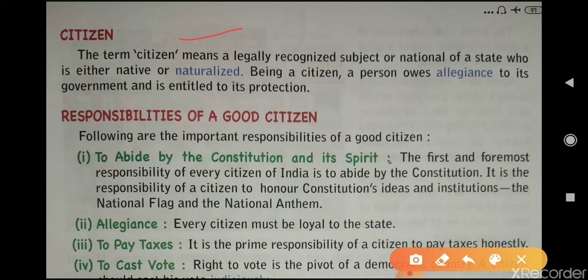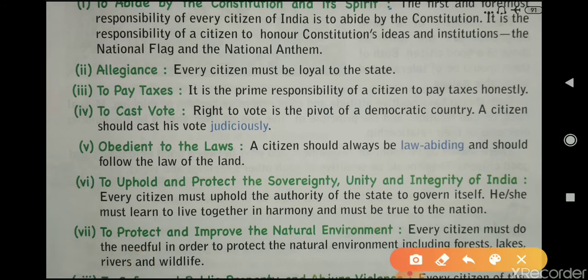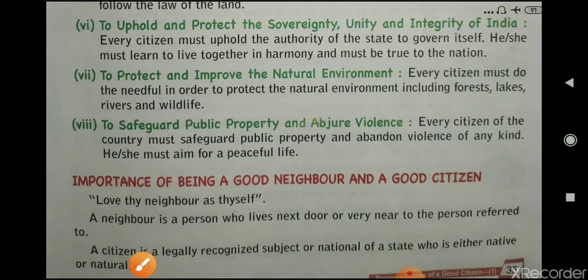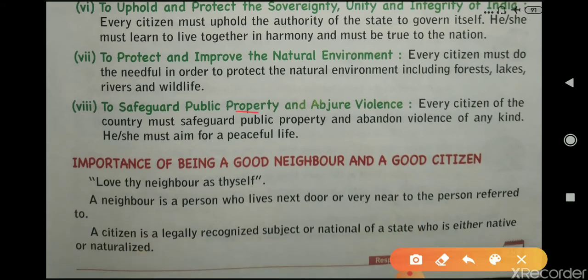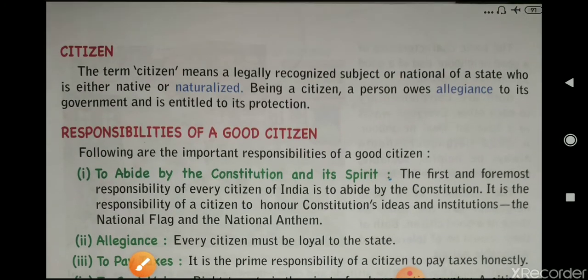Then the responsibilities of a good citizen. The first one is to abide by the constitution and its spirit. Second, allegiance. Then to pay taxes, to cast vote, to be obedient to the laws, to uphold and protect the sovereignty, unity and integrity of India, to protect and improve the natural environment, and the last one, to safeguard public property and abjure violence. And then what is the importance of being a good neighbor and a good citizen? This we all read in this lesson number 4.